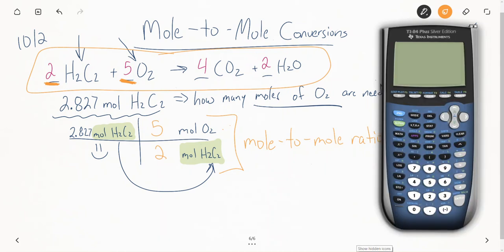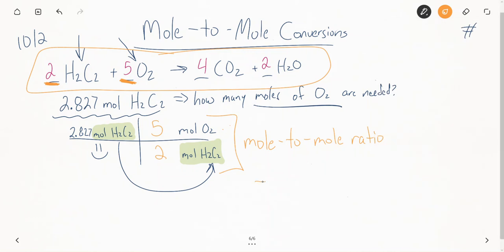I've got our calculator here, so I'm going to take 2.827, multiply that by 5, and then divide by 2. Okay, so that's going to be our answer there, 7.0675, and that's going to be in moles of oxygen, because these moles cancel with these moles. Now, looking at our number here, we have 1, 2, 3, 4 significant figures, so I need to keep 4 sig figs, cut it off right there, and I'm going to round up.